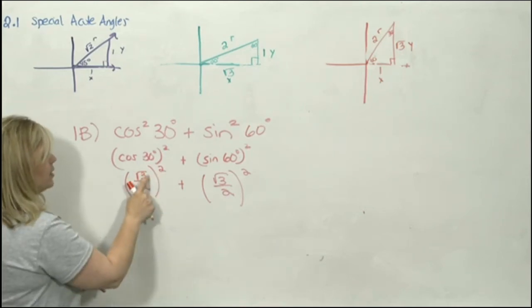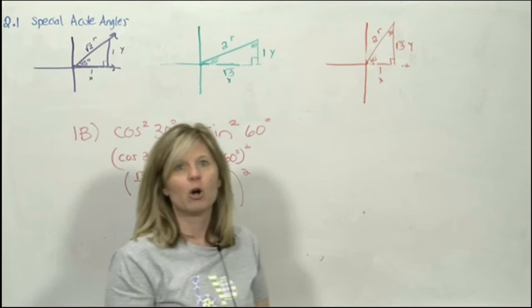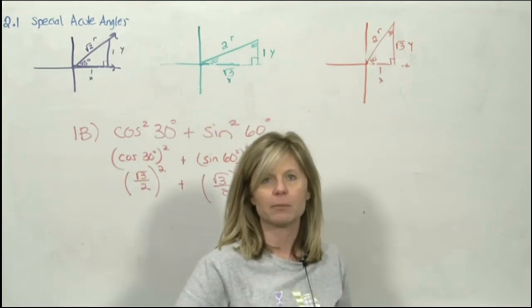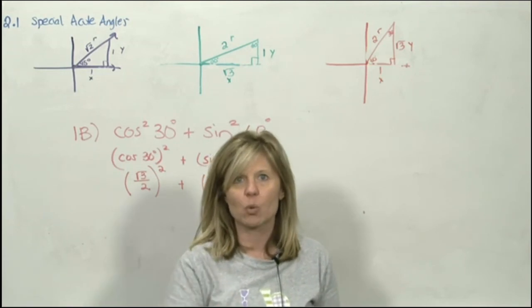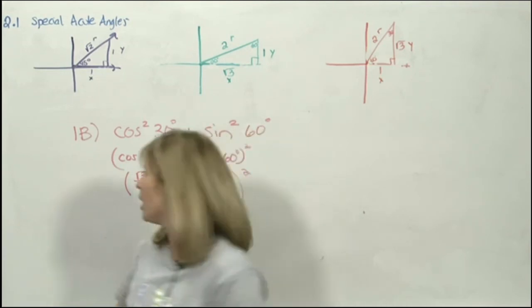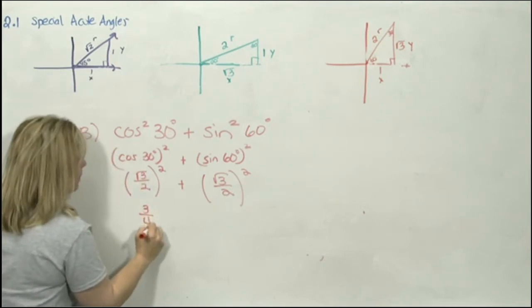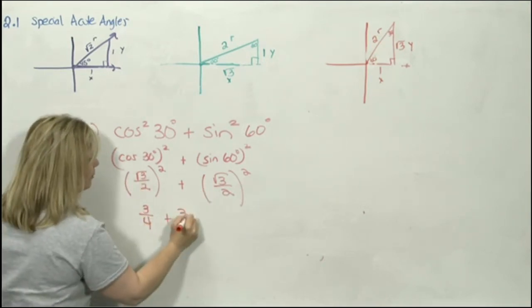What does squaring mean? To multiply this by itself. Multiplying fractions is no problem. Top times top, bottom times bottom. What's square root of 3 times square root of 3? It's square root of 9, which is 3. What's 2 times 2? 4. And we're going to square that one.